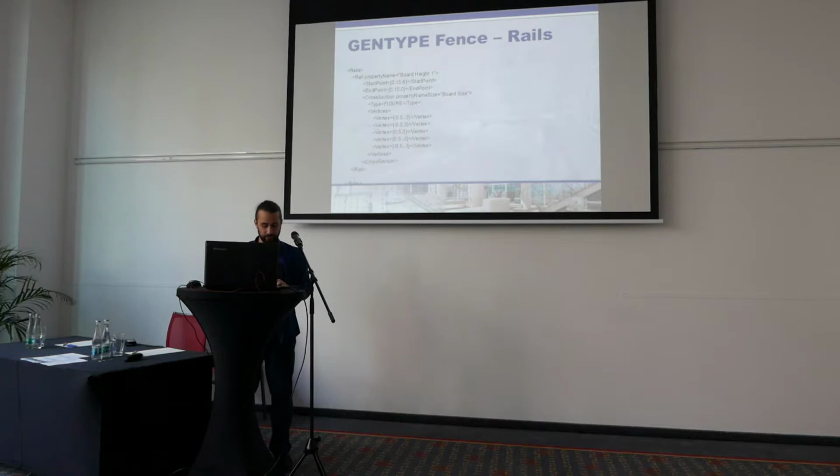The rails are defined by start and ending points, with coordinates relative to the post start point and end point. That's how we set the baseline to which we will apply the profile of a rail. This is the same cross section, tag and section.